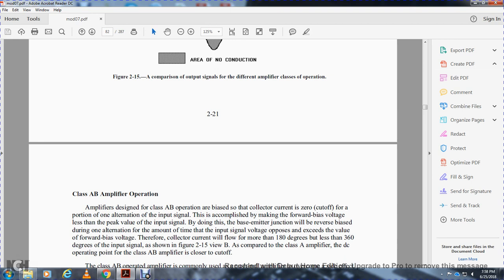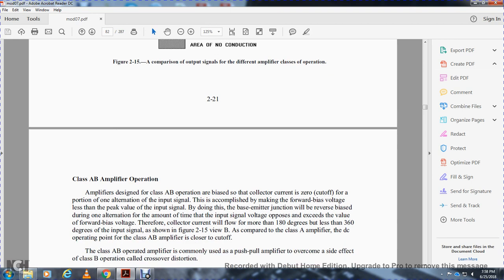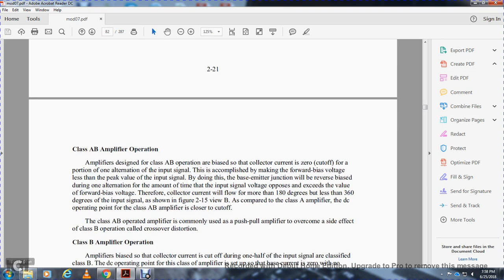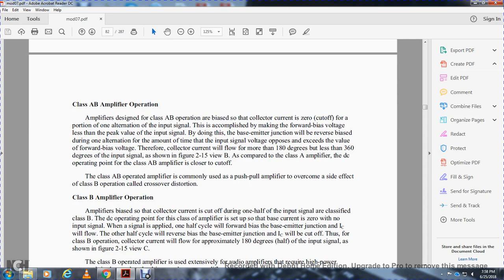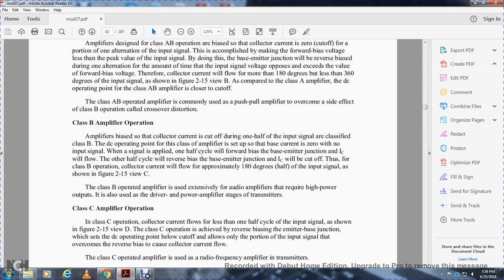The input signal is shown in figure 215, view B, as compared with Class A. The DC operating point of Class AB is closer to cutoff. Class AB operated amplifiers commonly use a push-pull arrangement to overcome the side effect of Class B operation called crossover distortion.